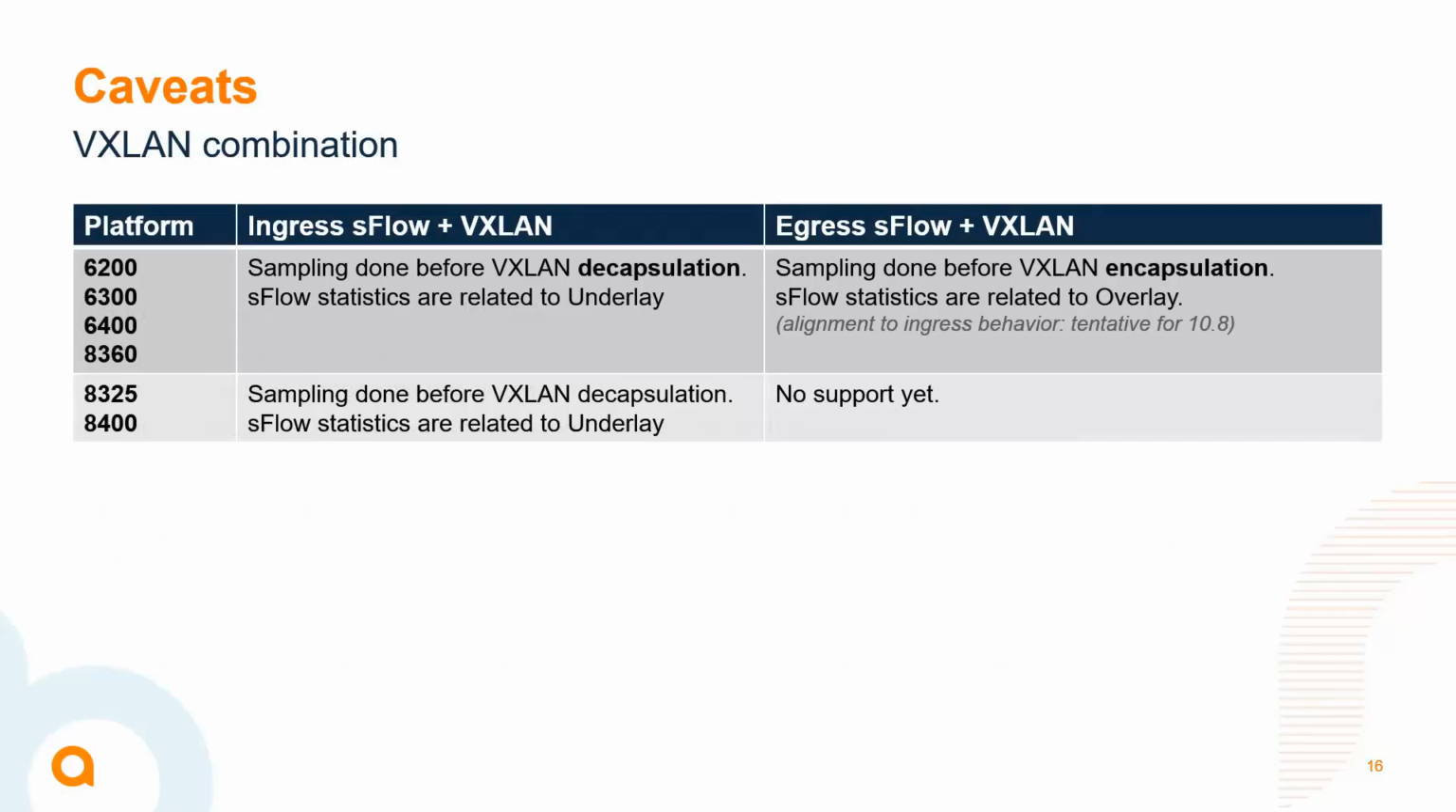For 8325 and 8400, that are still Ingress only, there is no egress as yet for that, so this is roadmap. For Ingress, the sampling is done before VXLAN decapsulation. So this is the same as the Rosewood platform.